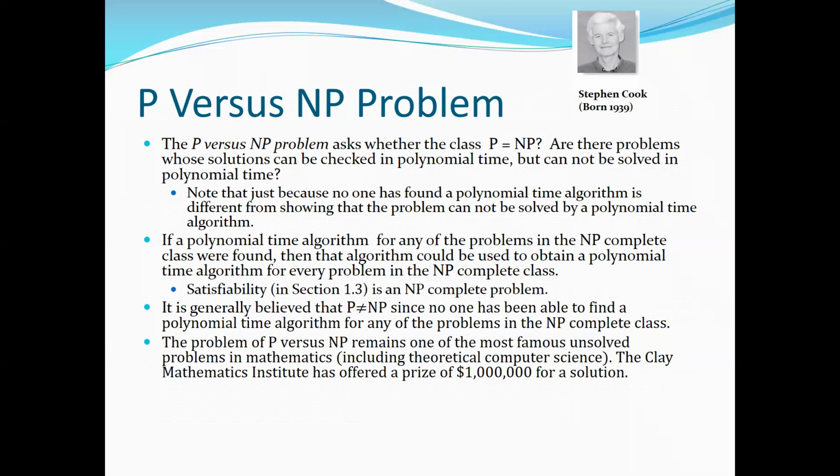The Clay Mathematics Institute has offered a prize of 1 million US dollars for a solution, right? If someone can solve the problem for the NP complete class, they say they will give 1 million US dollars as prize money. But so far there is no solution available for the NP complete problem, right?